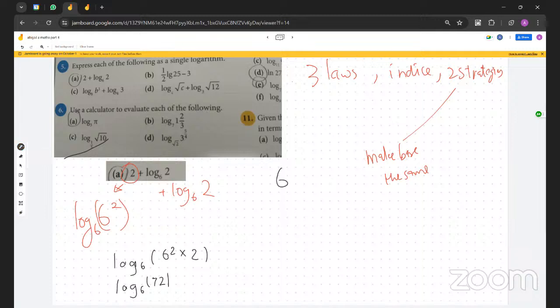Let's move on to question 6, and then we are running out of time. I already know we have to talk about the future. Now, use the calculator. When they say use a calculator, that's already a very big hint. You know that a calculator only has 2 bases, right? What bases are those? Base what and base what? 10 and E. Do you know that whichever you choose, you will be okay?